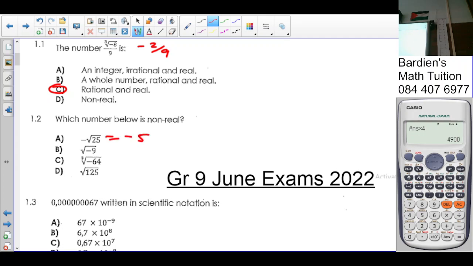That is negative 5, that is non-real. B is non-real. So the next one is negative 4 and then is 5 root 5. Okay. Why is it non-real? Because it's the square root of a negative number.